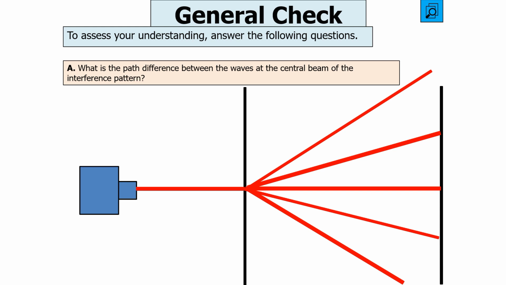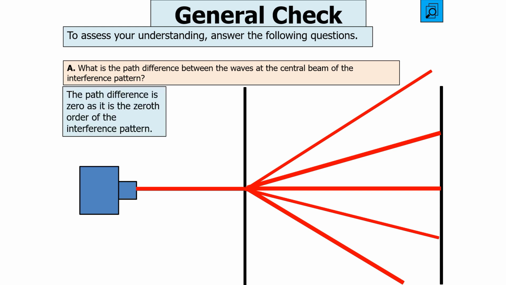What is the path difference between the waves at the central beam of an interference pattern? Pause the video now, then unpause the video when you want to go through your answer. The path difference is 0, as it is the 0th order of the interference pattern.